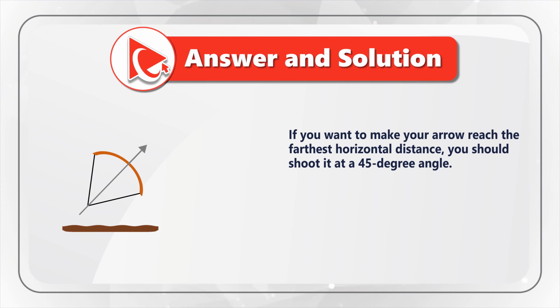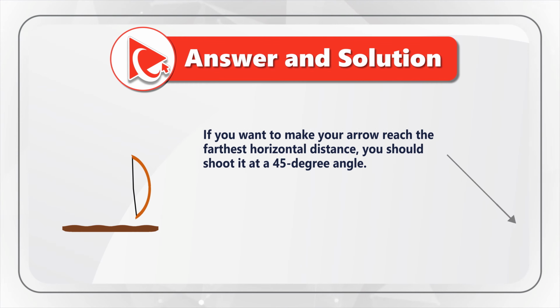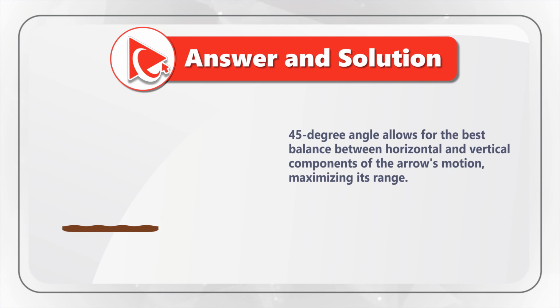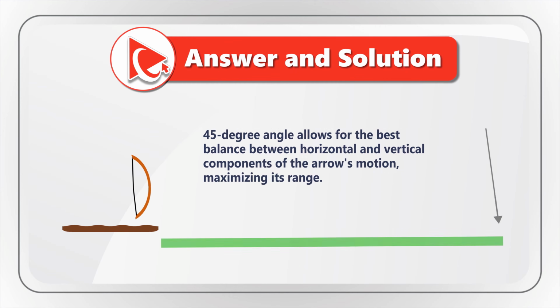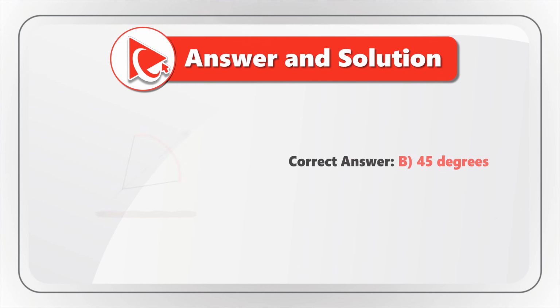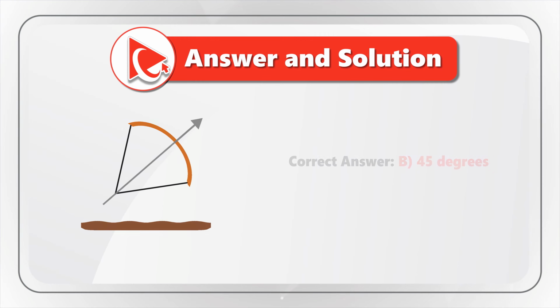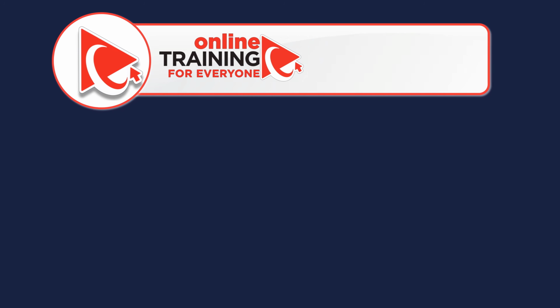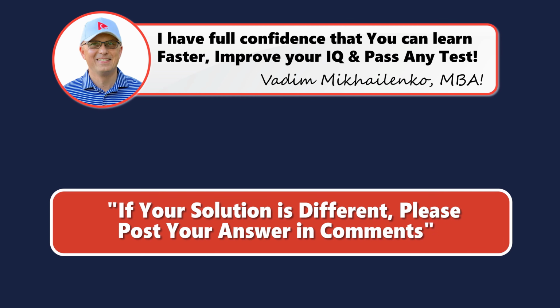If you want to make sure your arrow reaches the farthest horizontal distance, you should shoot it at a 45-degree angle. A 45-degree angle allows for the best balance between horizontal and vertical components of an arrow's motion, maximizing its range. So the correct answer here is choice B, 45 degrees. Did you get to the same answer? If not, please make sure to share your thoughts and rationale in comments so we can all learn.